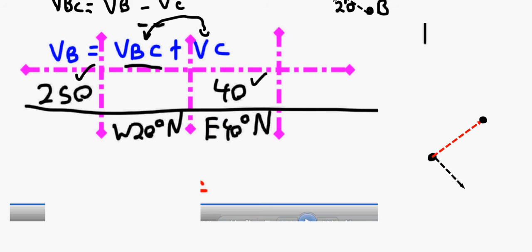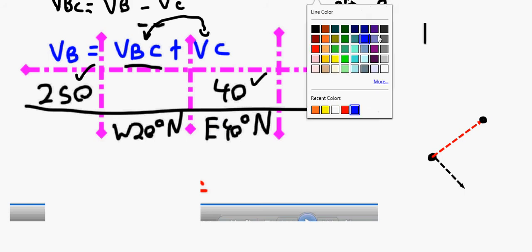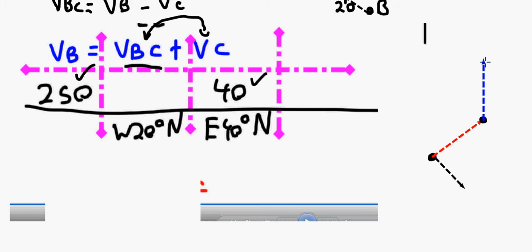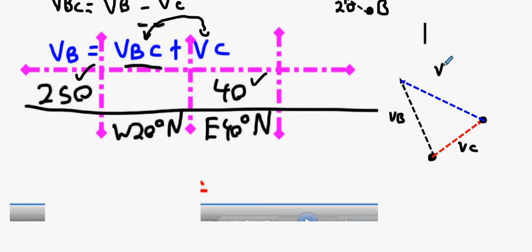And I'll allocate a different color to it. West 20 degrees north. I think I'll have it around here. I think I'll have it longer. And then all of a sudden it becomes clear what I need to do with phi B. Phi B needs to join that triangle up. We all good? So, this is phi B, this is phi C, and this is phi BC.